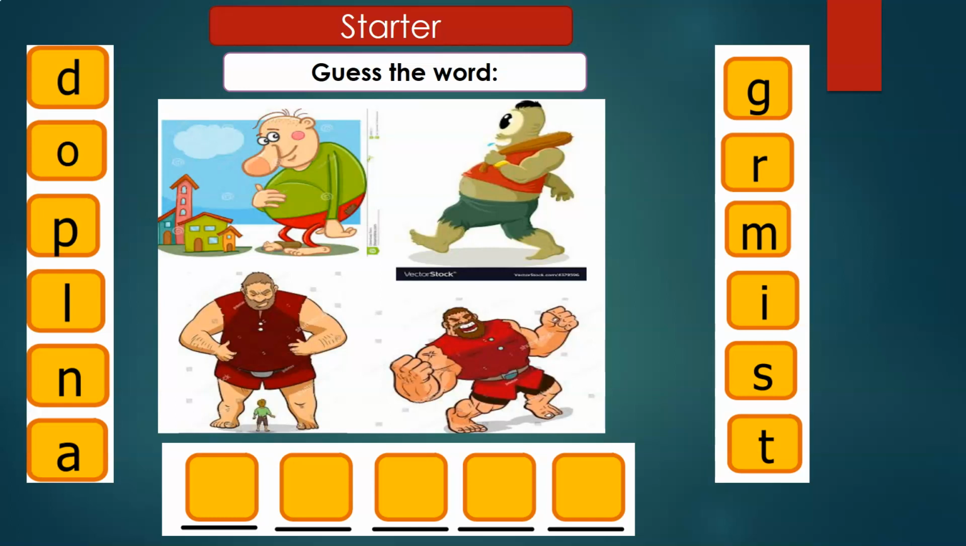Time is up. Now let's reveal the word. So we get G, I, A, and T. The word is giant. Did you get the correct answer? Good job.